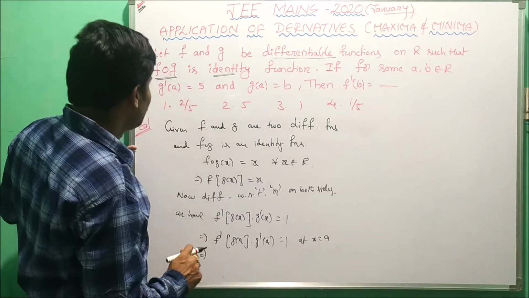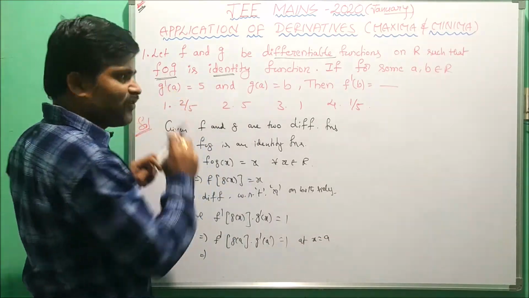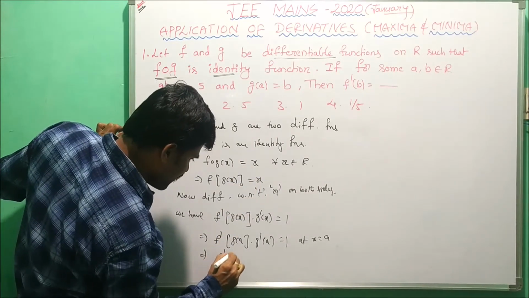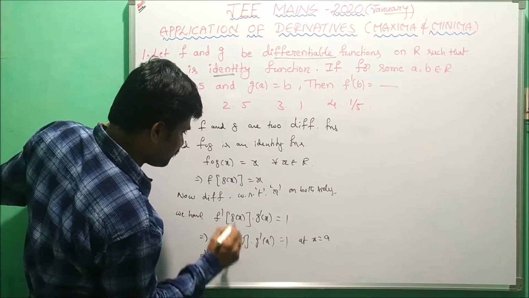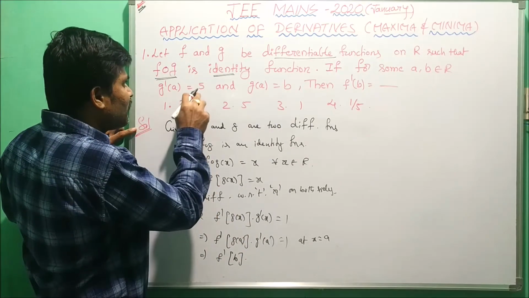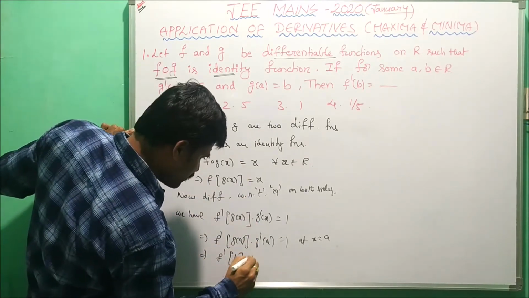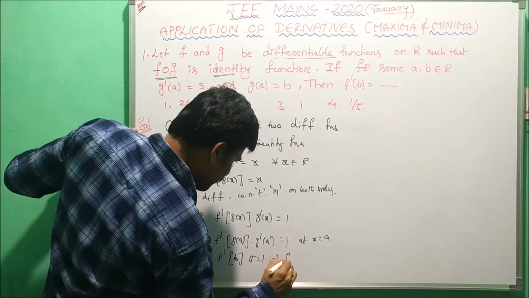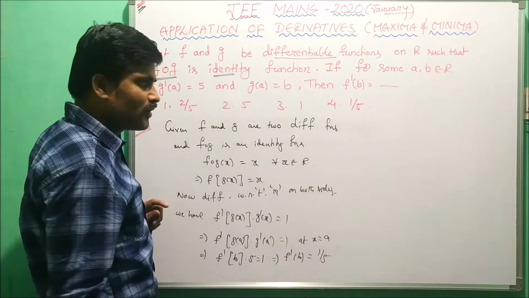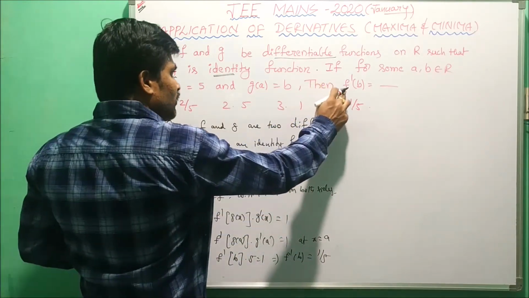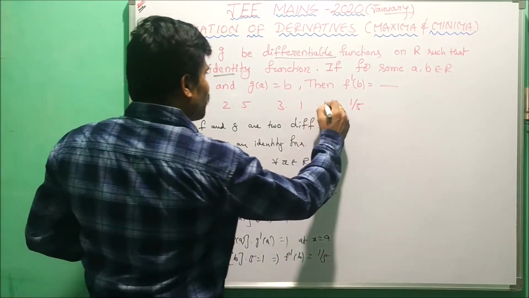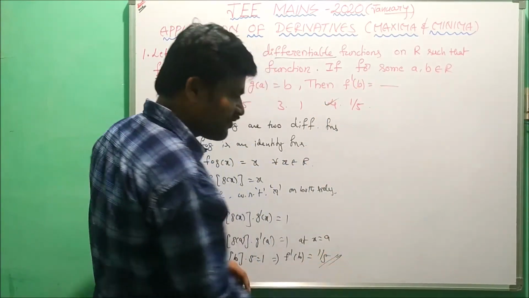Now already given g of a and g dash of a. So g of a value is b. Now substitute in this: f dash of g of a equals f dash of b, into g dash a, that value is 5, equals 1. Which implies f dash b equals 1 by 5. So our value f dash of b is 1 by 5, which is the fourth option. This is the solution for this question.